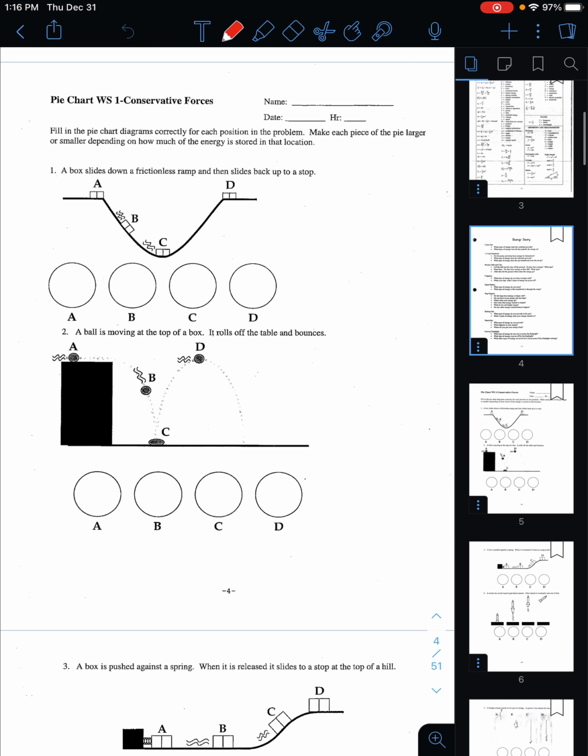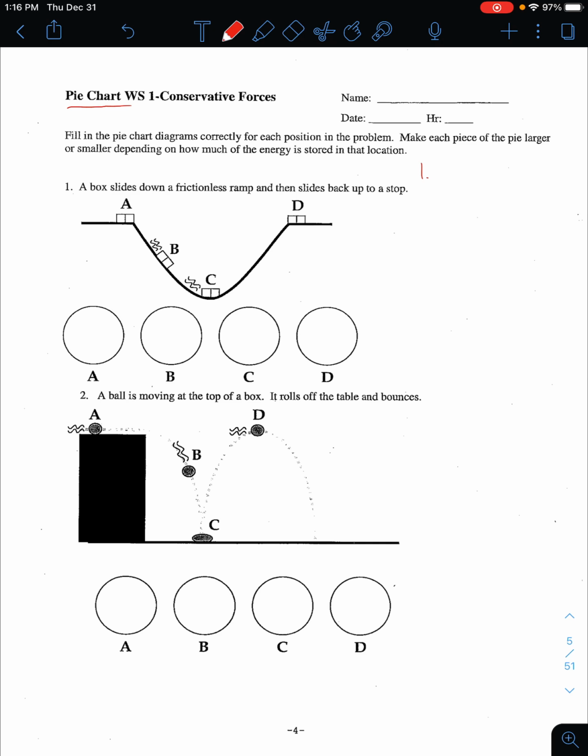What we're going to do for pie charts is start off by identifying the types of energy that you see present. And then after we've decided what types of energy we have present, we're going to look for changes. Did something get bigger? Did something get smaller? How did the change occur? And finally, the whole idea of a pie chart is that there's going to be the same total amount of energy each time. It's just a matter of when one gets bigger, the other has to get smaller.